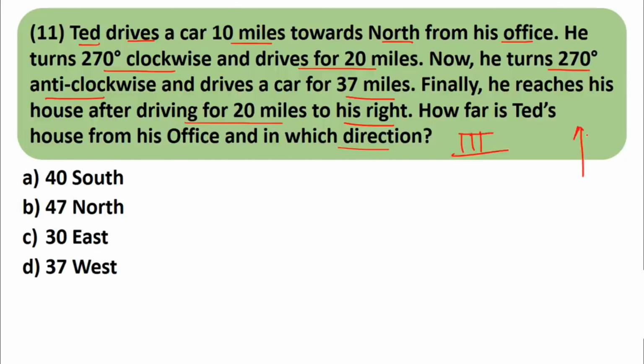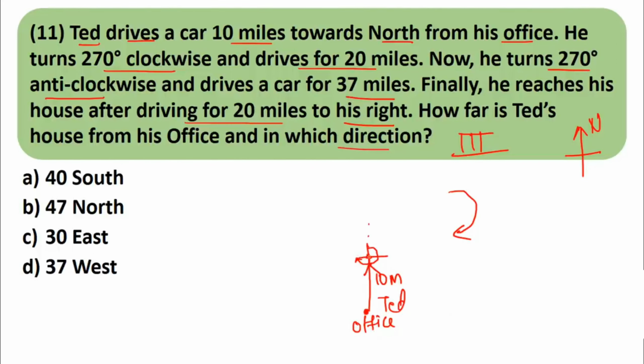Let us see, we know this is our north. Now what they have given is that Ted starts from his office. This is the office. Ted starts from here and moves 10 miles towards north. Now he reaches this point. Here he takes a 270 degrees clockwise turn. We know clockwise is like this. So he takes 270 degrees, so it would be how much? 90, 180, 270 degrees turn.